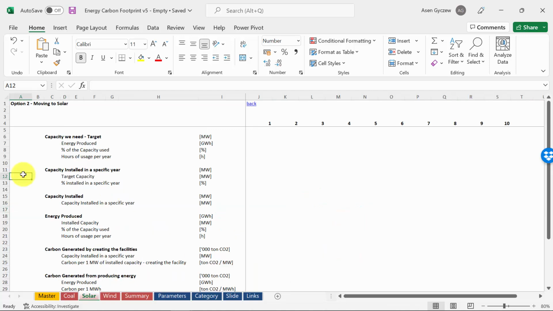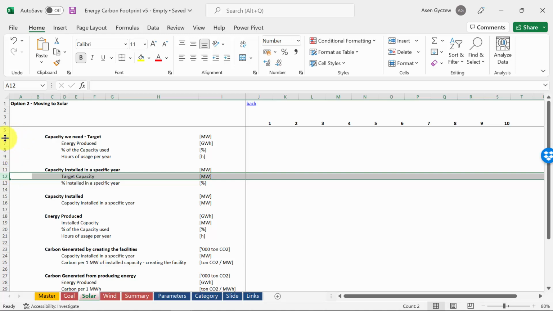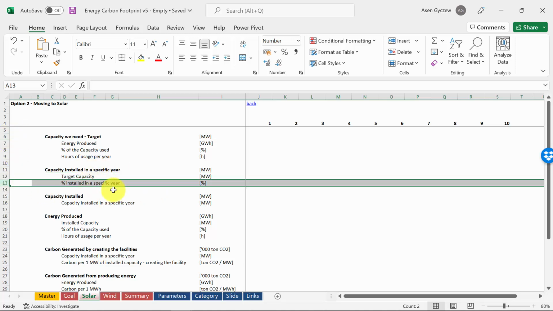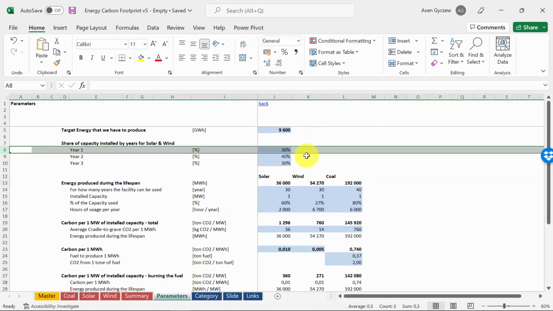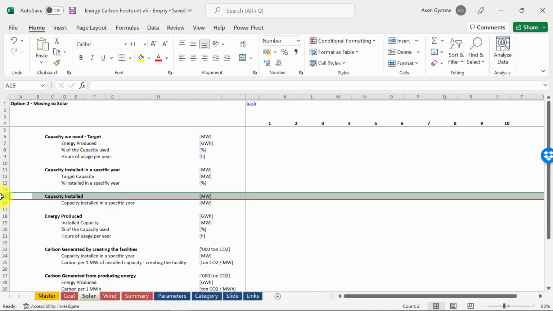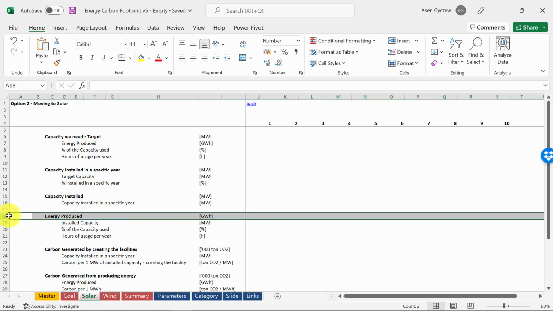Now, we also want to know how much capacity we're going to install in each and every year. So this time around, we assume that we can do it slowly but surely. Our target capacity we've got from row 6. And then how much capacity we're going to install in a specific year, again, we've got in the sheet parameters. For example, in row 8, we've got for year 1, it's 30%. Capacity installed will be the sum of all the capacity installed in each and every year. And by year 3, we should have all the capacity that we need. Thanks to this, we will get the energy produced.